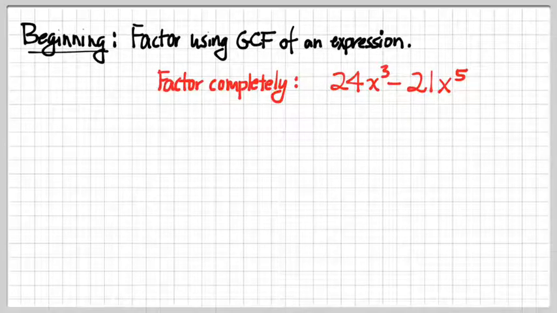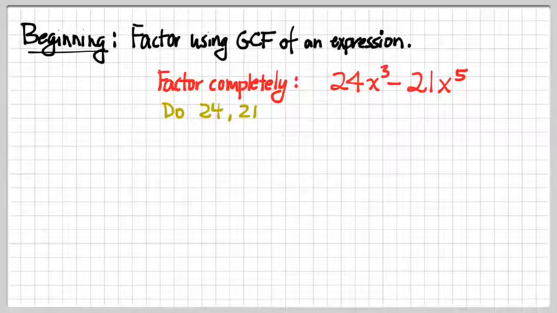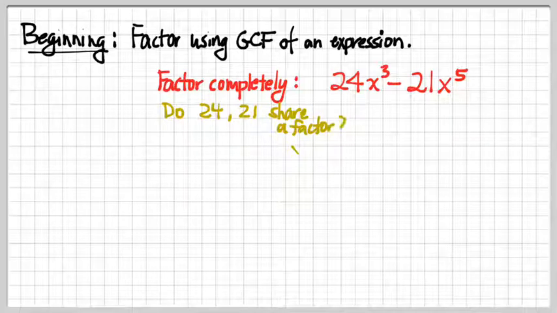So what should I think about here first? How should I think about the process of factoring this particular expression? What do I need to determine? First question is, do 21 and 24 share a common factor? What do you think? How do we answer that question? There are a number of different ways we could do it, but what would be one way that you could approach investigating whether 24 and 21 share a factor?